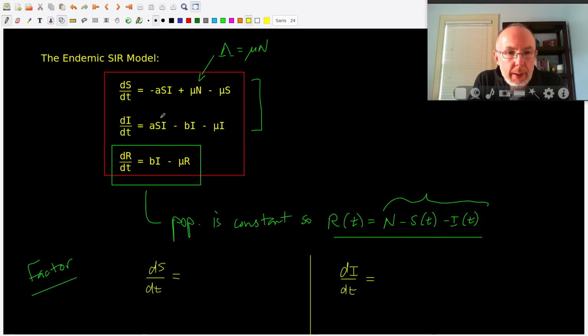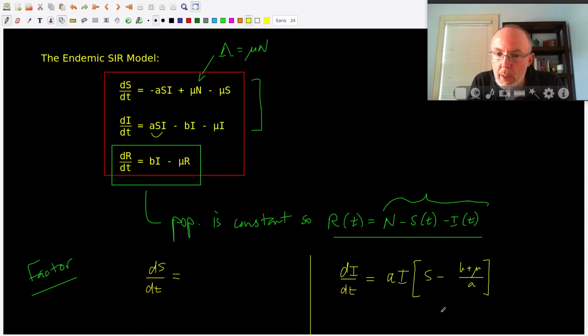I'm going to begin with this second equation, and I'm going to factor out an A times an I. You see there's an I in every term, and it might not be obvious that I care about the A, but I'm going to factor out the A and the I here, and that's going to leave us with an S minus, well, there's a B plus a mu divided by A. And the reason it's useful to write it that way is we'll be able to easily see what the equilibrium points are: when I is equal to 0, or where S is equal to this combination of things. B, remember, is our recovery rate, and mu is the natural death rate in the population.